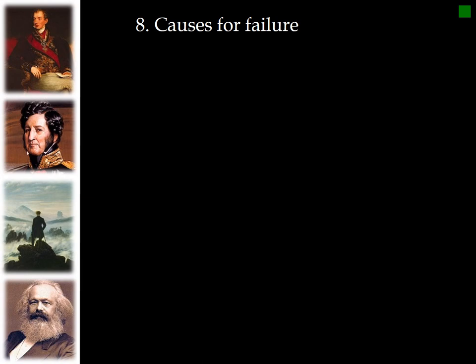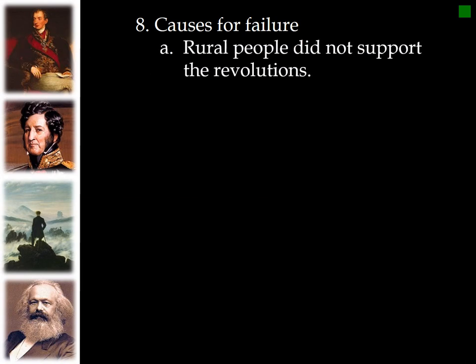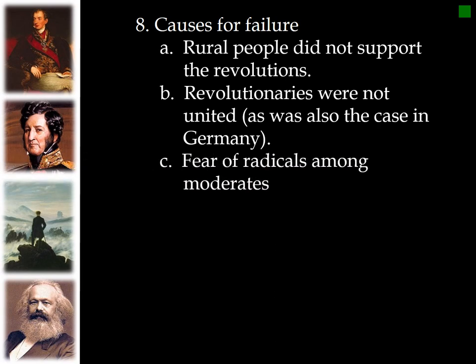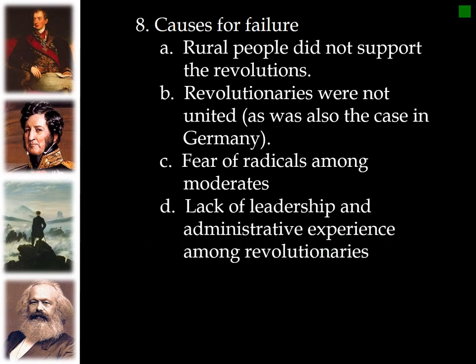Causes for failure are similar throughout the 1848 revolutions, no matter which country you see it taking place in. First and foremost, the rural people, the people in the countryside, largely did not support the revolutions, but instead supported the conservative regimes that were already in power after the Congress of Vienna. The revolutionaries were not united either, as we saw in Germany and in France. Fear of radicals among the moderates were also there. And there was a lack of leadership and administrative experience among the revolutionaries.